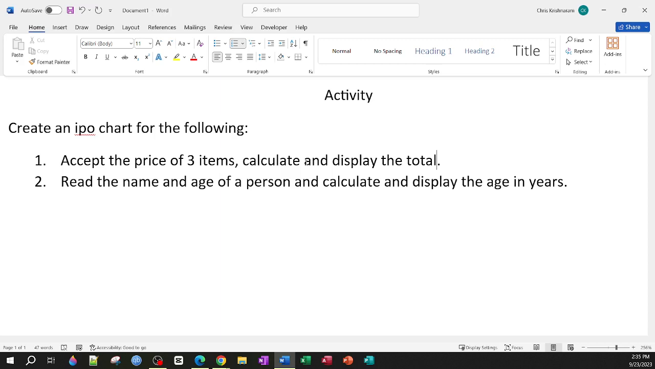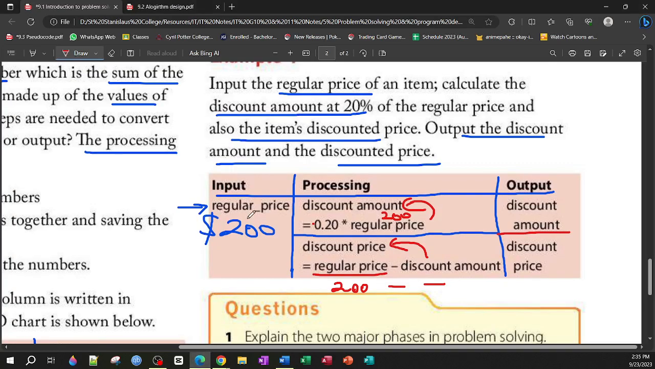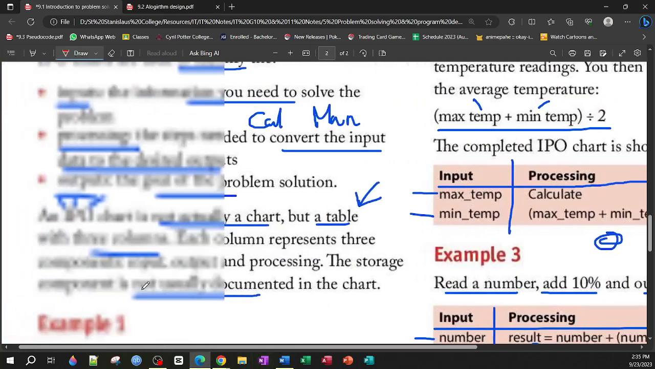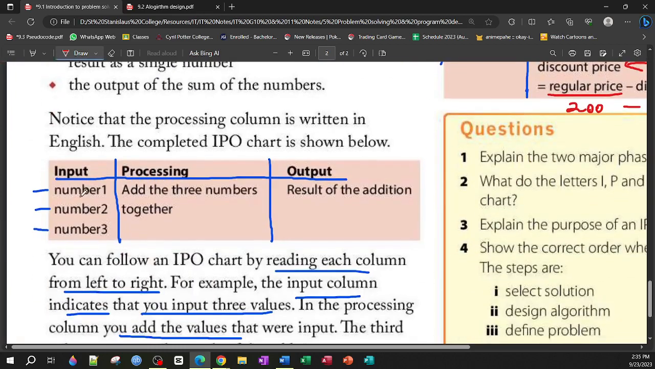For the first one, you don't put the actual price. Remember we talked about having a container to store the value in. So you just make up a container, like how we have in this case here, number one, number two, number three. So that's a container to hold that value.